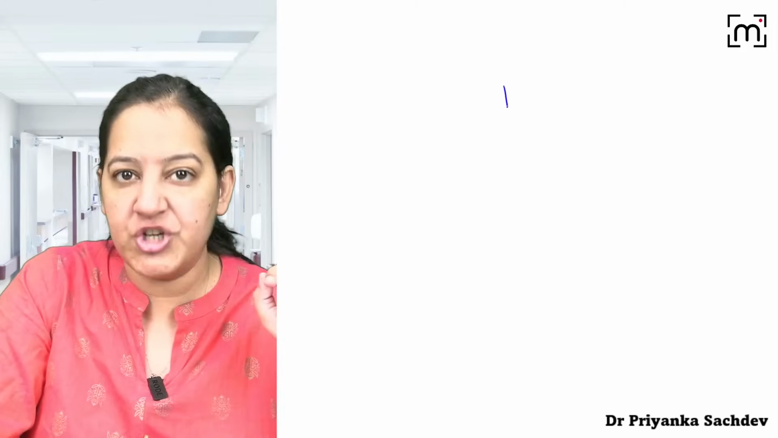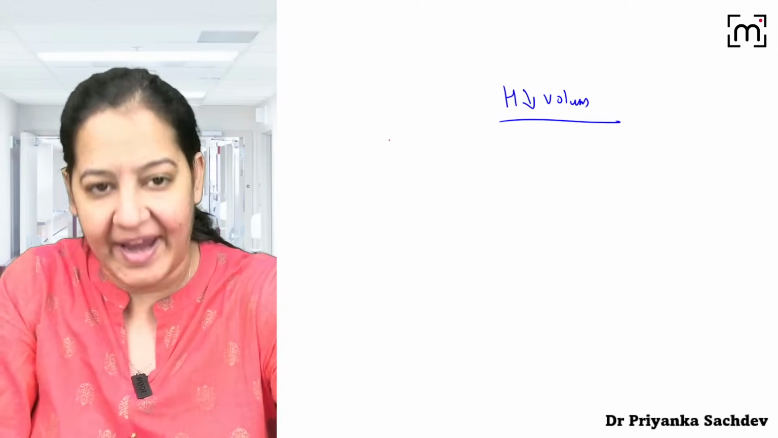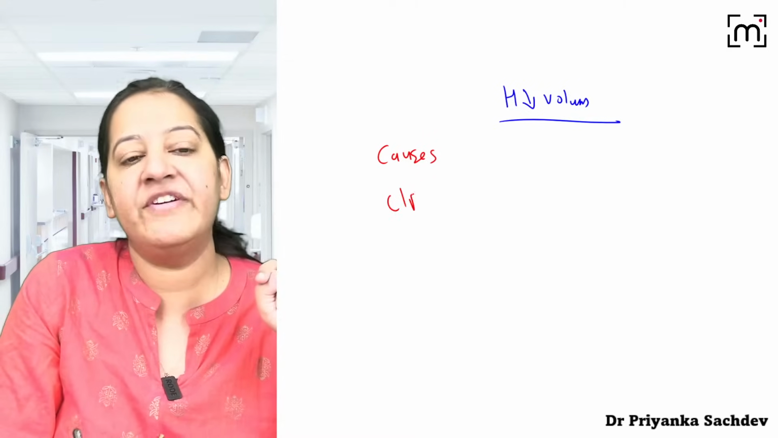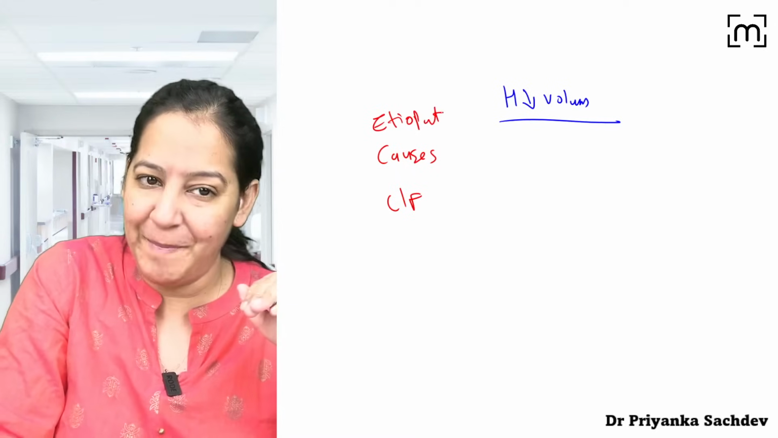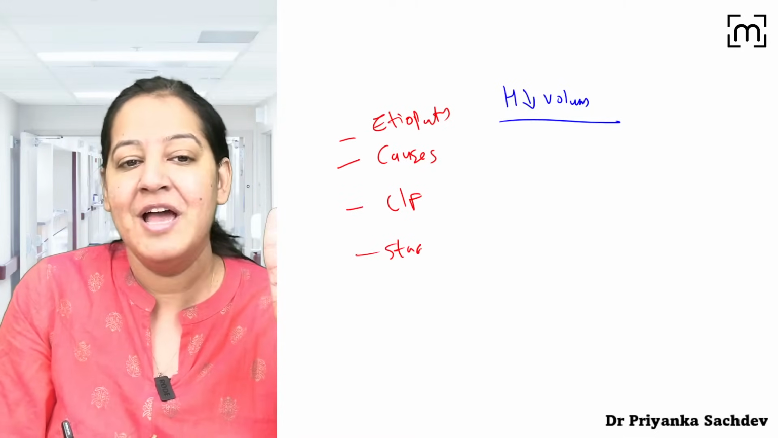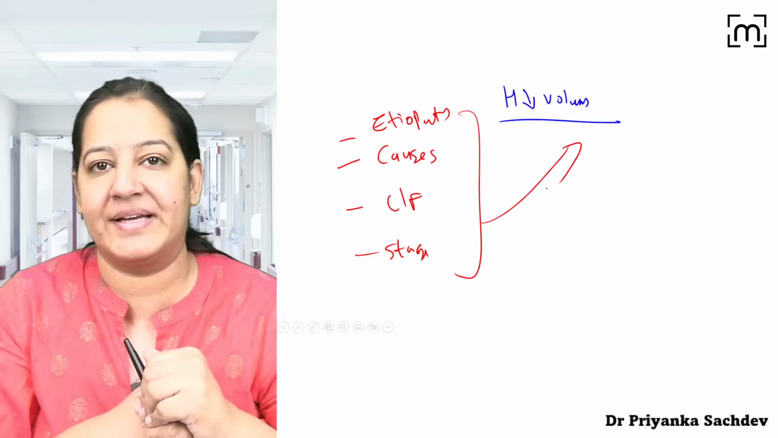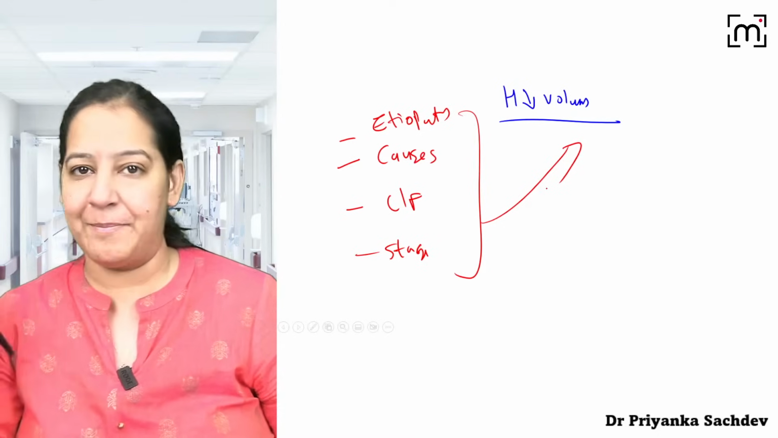If you get a short question in the exam on hypovolemic shock, you have to write the causes, you have to write the clinical features. First of all, you have to write the etiopathogenesis, the flow chart, the causes, the clinical features and the stages, the 3 stages. If you write all these under headings, you will get full marks or near full marks in your exam. Give me a thumbs up. You got it? Can we go ahead? So that's all about hypovolemic shock.